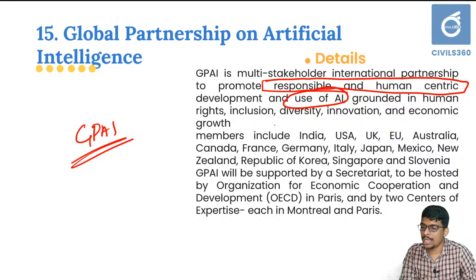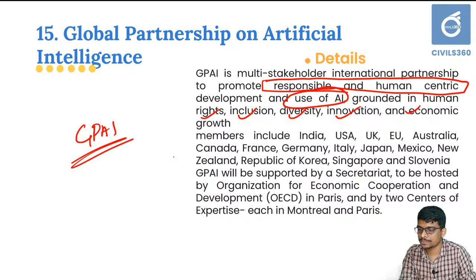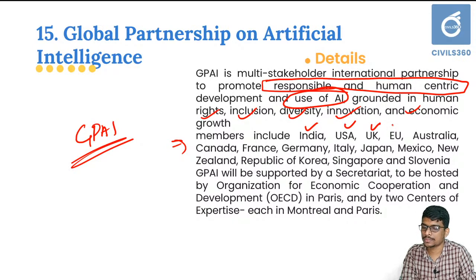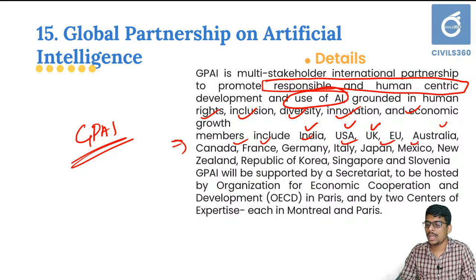And it will be focusing on human rights, inclusion, diversity, innovation, economic growth, etc. And members include India, US, UK, European Union, Australia, Canada, France, Germany, Italy, Japan, Mexico, New Zealand, Republic of Korea, Singapore and Slovenia. Okay, all these should be learned.